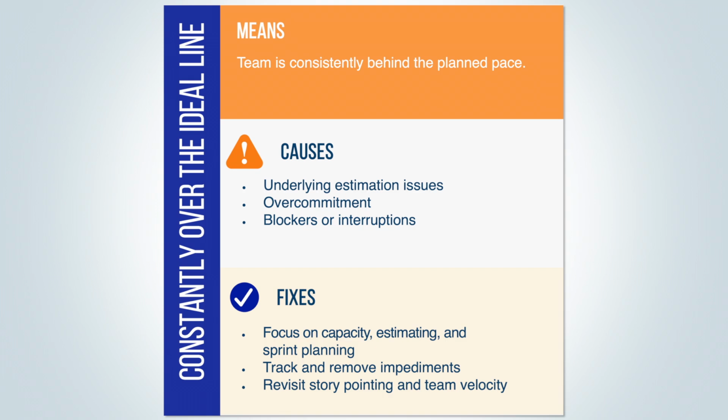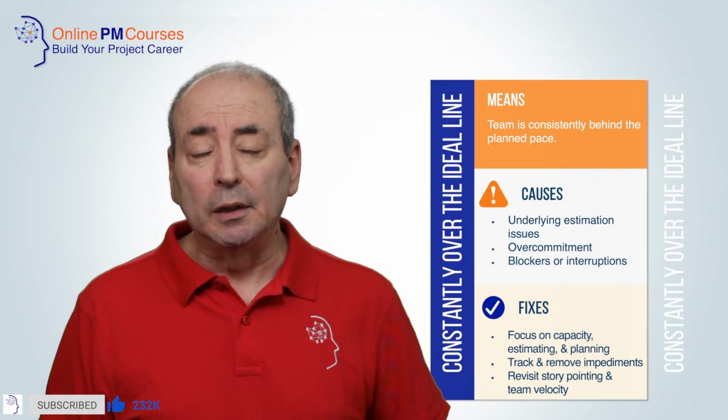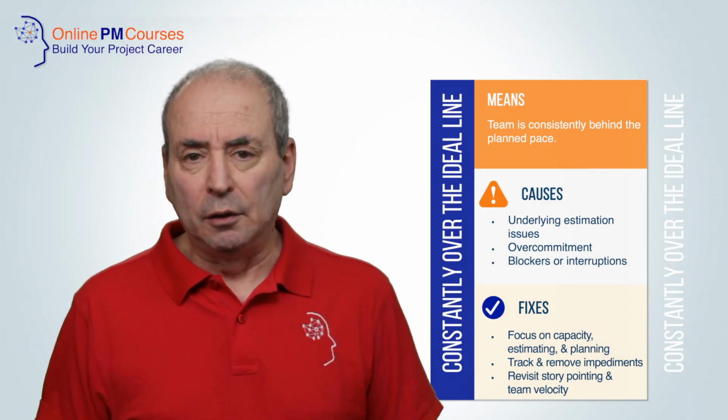However, there may be nothing wrong with the estimates. There may have just been some unanticipated blockers or interruptions to the team and its progress. As a result, your retrospective will need to focus on the team's capacity, its estimation and its planning, and also understanding the events that may have contributed to the delays. If there are recurring impediments or blockers, then track them and find ways to remove them systemically. Ultimately, you may need to revisit your story pointing and estimation.